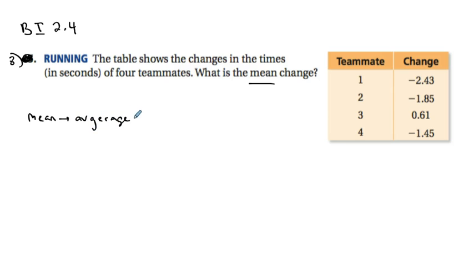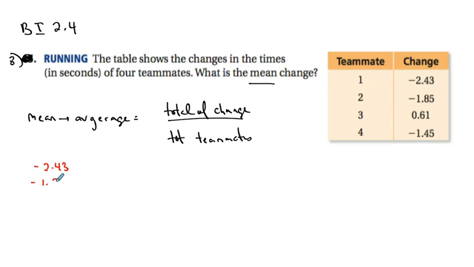And the average, you're going to find the total of the change divided by the total teammates. Alright, so my total changes, I have negative 2.43, negative 1.85. I'm going to skip the 0.61 and write down my negatives as well. These are my negative numbers, and the positive number I have is 0.61.